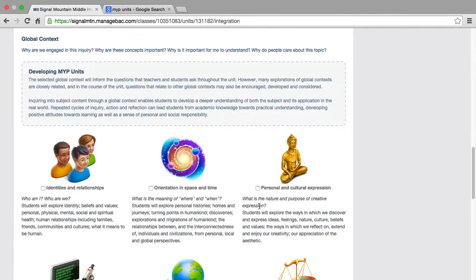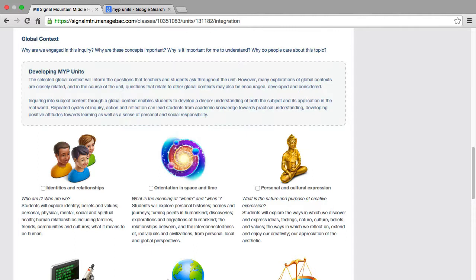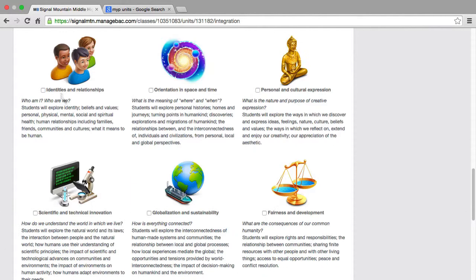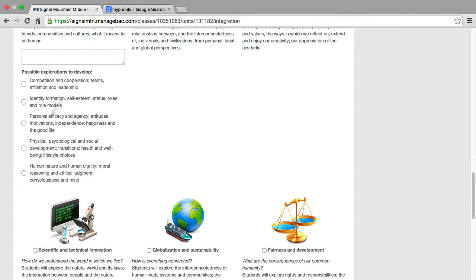The global context are basically 6 different choices that help a student understand, why am I studying this? Helps them understand how this topic fits into their lives. In this case, I selected the global context of identity and relationships because I want the students to understand, what do waves have to do with us? How are waves useful? Now, there's some further options.